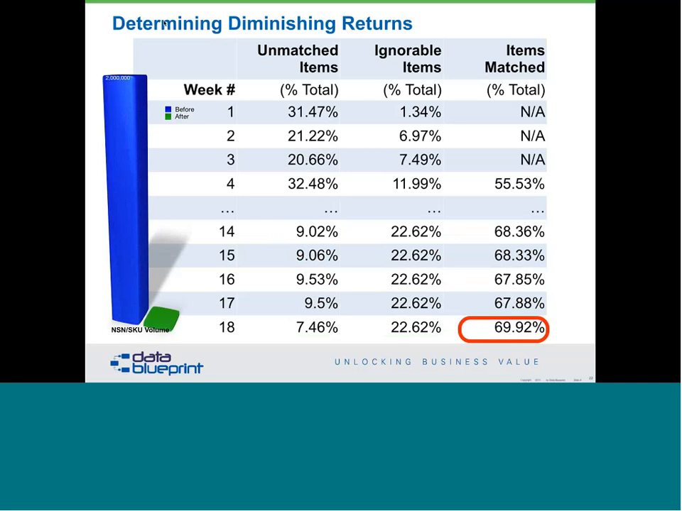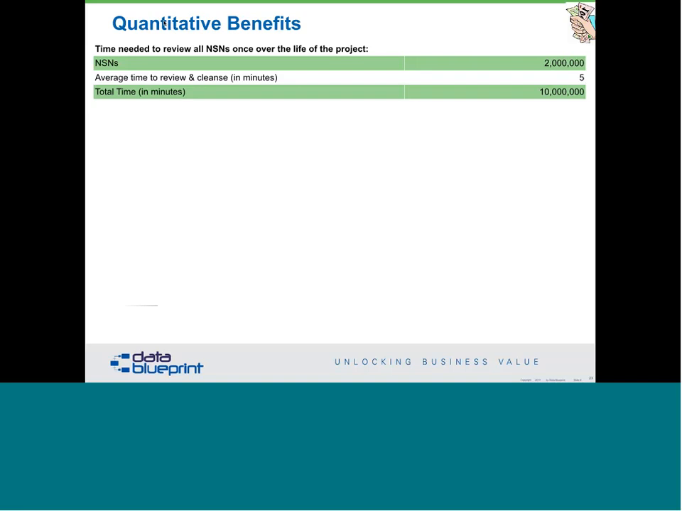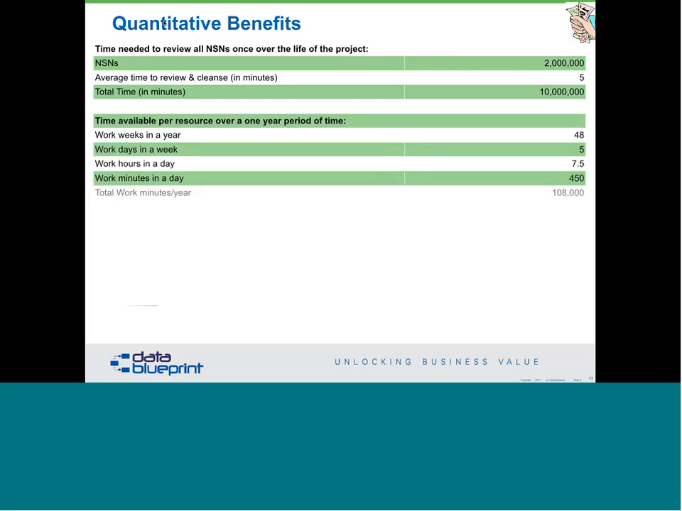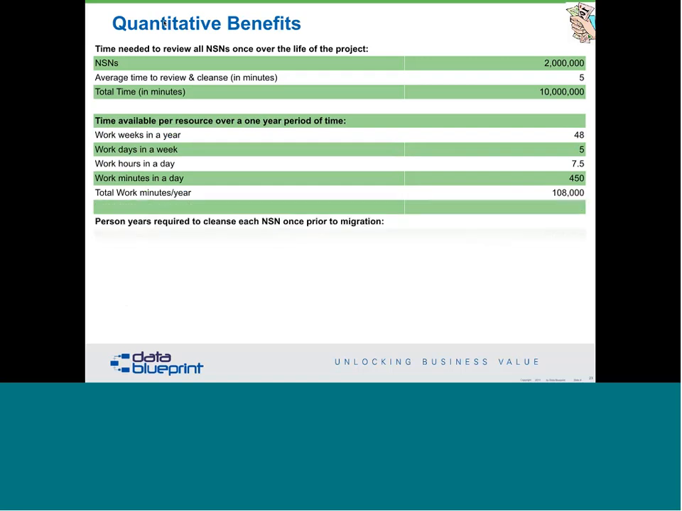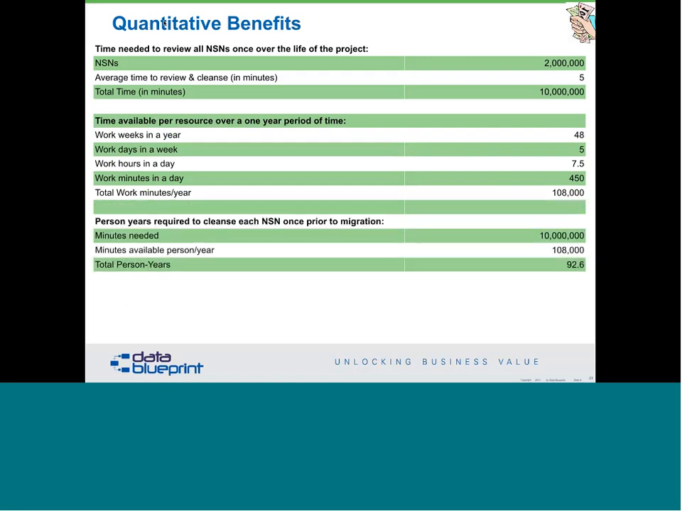And what that meant was that the original problem had been 2 million NSNs, and we had now brought it down to 150,000. I don't know about any of you, but I would certainly rather work on 150,000 things manually than 2 million manually. We also were able to achieve some very significant results. One of the other things that's very interesting about this whole topic of data quality is that many people say you can't quantify it. Well, I respectfully disagree.